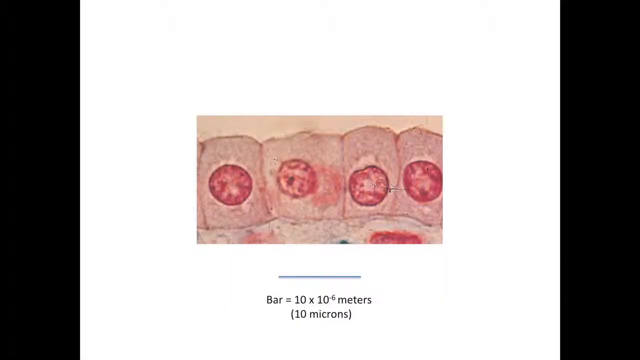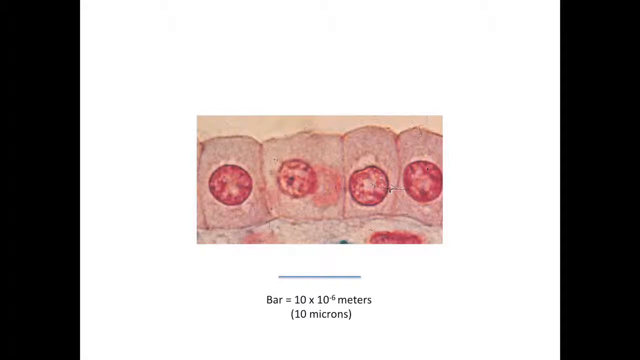For example, here is just a sample of some cells. This is about 10 times 10 to the minus 6 meters. We call that a micron. So that would be 10 microns in this bar here, and that's about the size of the cell. The nucleus is the red thing in the middle. That's where all the DNA is and the genetic material. And there's cytoplasm on the outside of the cell.